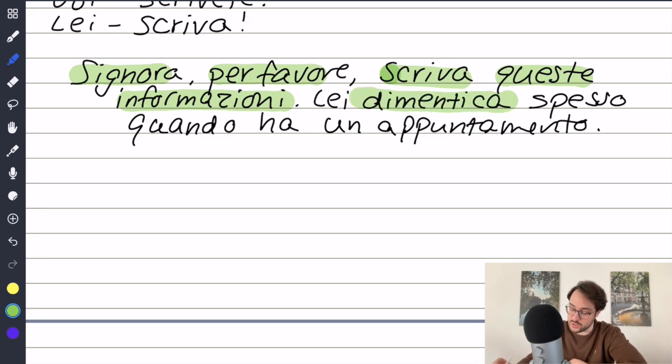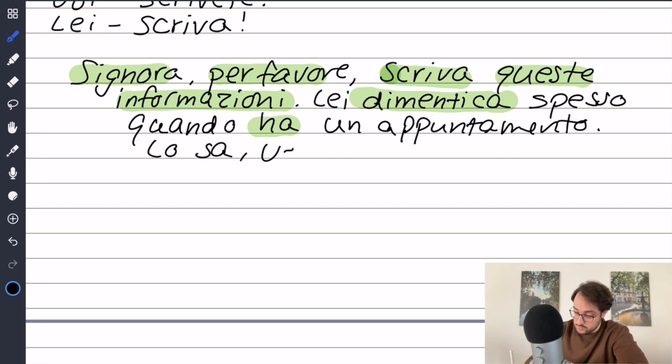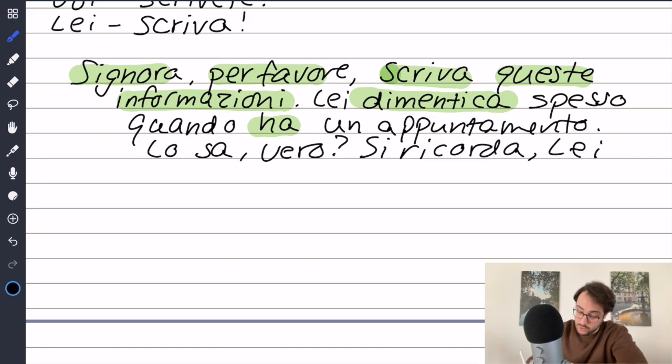Lei dimentica spesso quando ha un appuntamento. Putting everything in the third person. The only thing special that's happening here is the command is in the congiuntivo presente form. Signora, per favore, scriva queste informazioni. Perché lei dimentica spesso quando ha un appuntamento. Lo sa? Lo sa, vero? Si ricorda? Si ricorda lei? Si ricorda lei l'ultima volta?